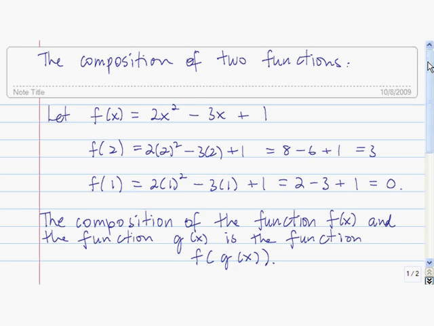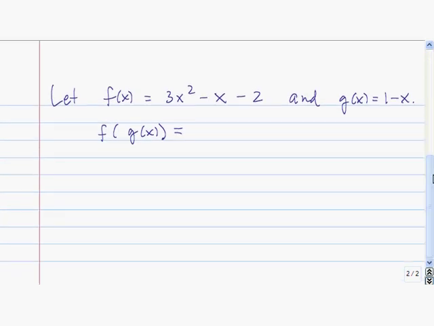Let's do a specific example. So let f of x be this function, and let g of x be 1 minus x. We're going to find f of g of x, the composition of the function f and the function g. Okay, well this is just equal to f of 1 minus x, since g of x is equal to 1 minus x. To get this function, we take 1 minus x and plug it in for each of these x's.